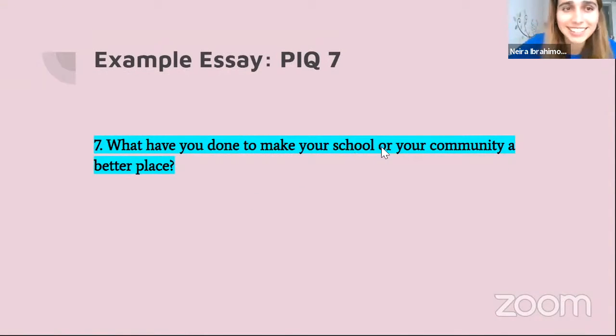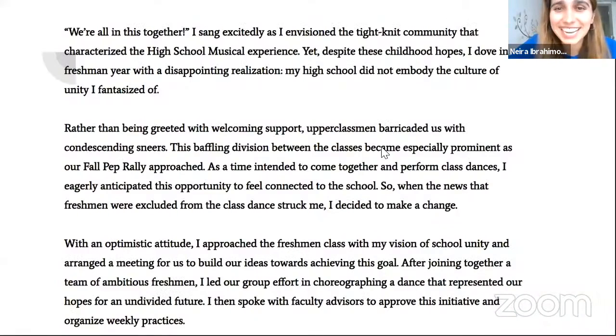We're all in this together. I sang excitedly as I envisioned the tight-knit community that characterized the high school musical experience. Yet, despite these childhood hopes, I dove into freshman year with a disappointing realization. My high school did not embody the culture of unity I fantasized of. Rather than being greeted with welcoming support, upperclassmen barricaded us with condescending sneers. This baffling division between the classes became especially prominent as our fall pep rally approached.